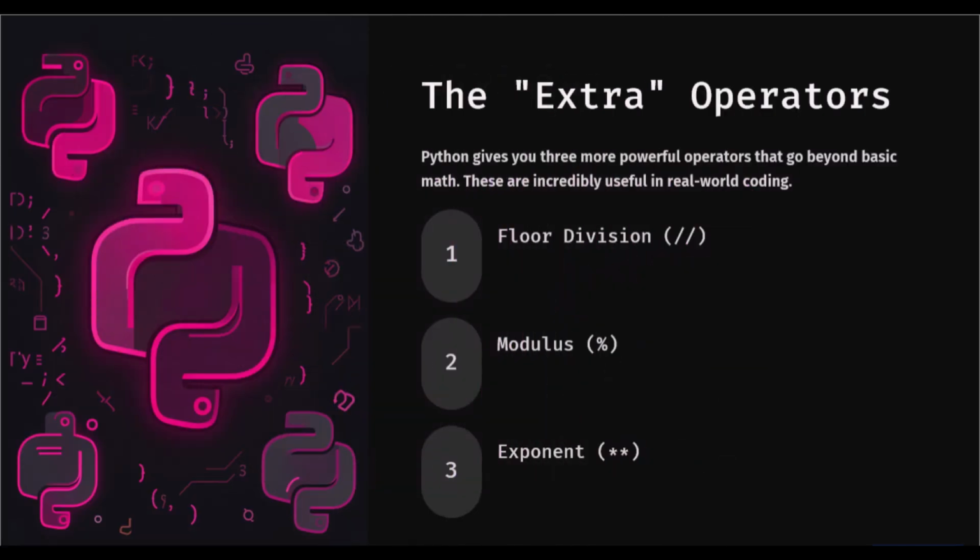Beyond basic arithmetic, Python provides 3 more powerful, extra operators that are incredibly useful in real-world coding. First, we have floor division, represented by a double /, which divides numbers and rounds the result down to the nearest whole number. Second is the modulus operator, shown as a percentage sign, which is used to find the remainder of a division. Finally, we have the exponent operator, represented by double asterisks, which allows you to calculate powers such as squaring or cubing a number. These tools give you much more control and flexibility when handling complex mathematical logic in your programs.